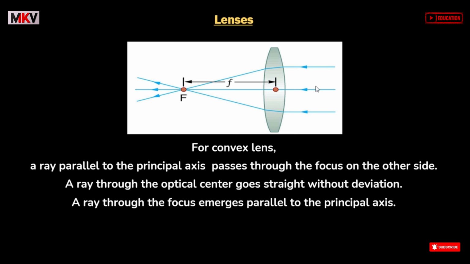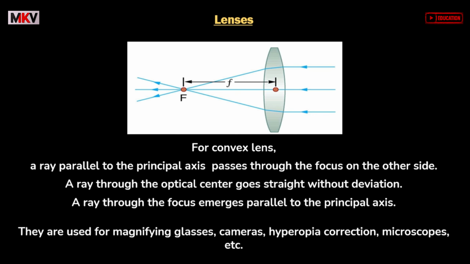And the ray through the optical center goes straight without deviation. If you look at this ray passing through the optical center, it moves straight through the lens without refraction. And a ray through the focus emerges parallel to the principal axis. So if a ray is coming out of the focal point into the lens, this ray travels parallel to the principal axis. It is the vice versa of the first.